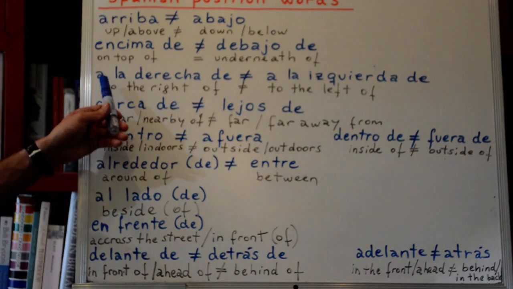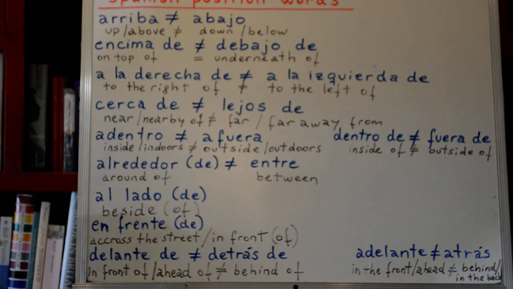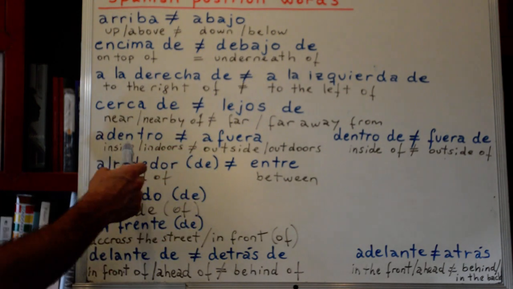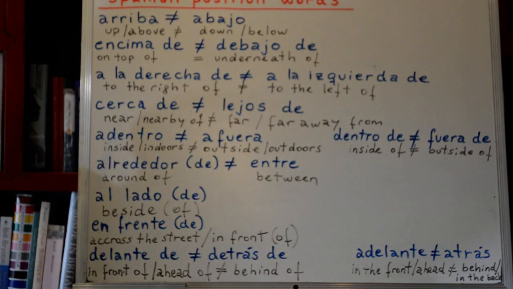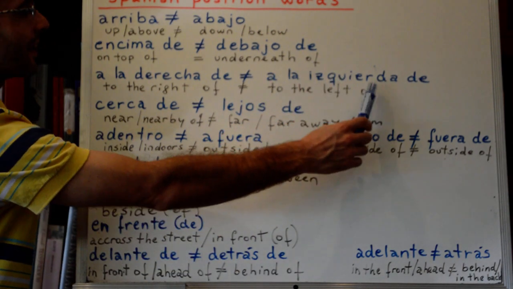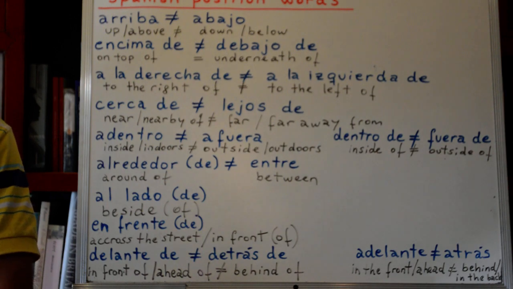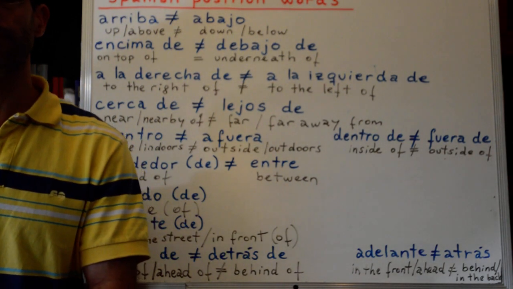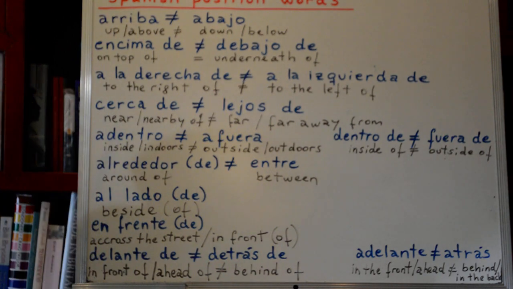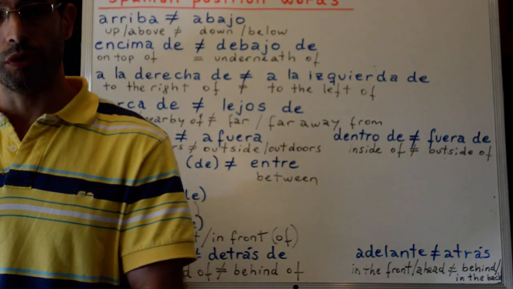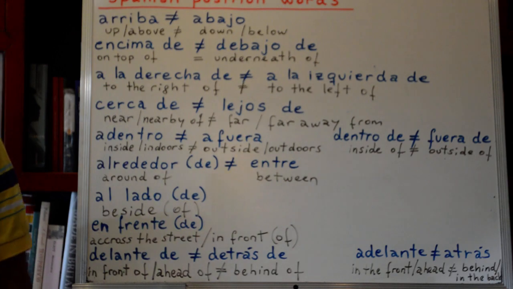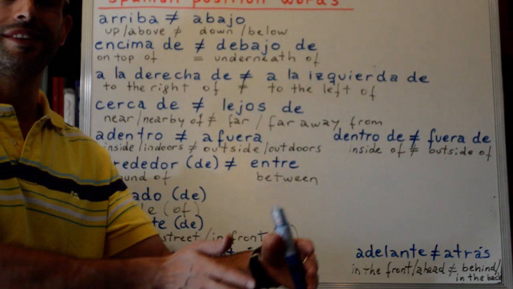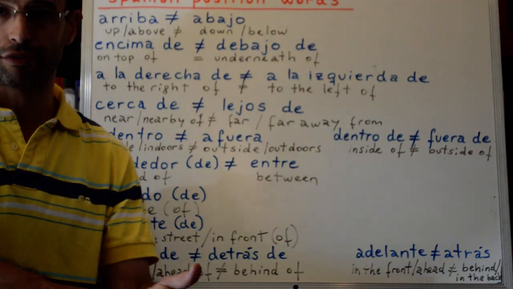Now, a la derecha de, to the right of something else, okay? And a la izquierda de, to the left of. For example, esto está a la derecha del sofá. This is to the right of the sofa. Or, esto está a la izquierda. This is to the left.